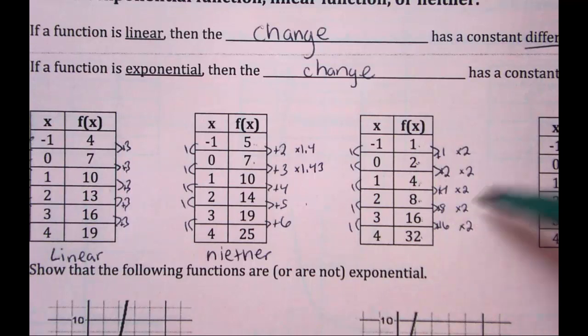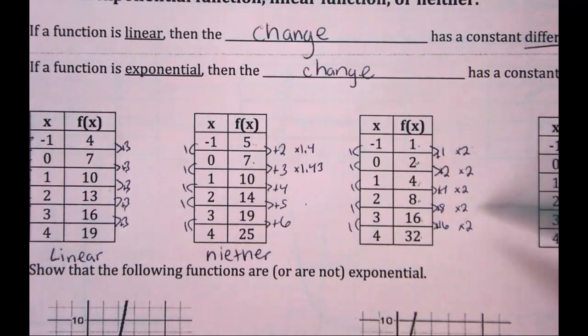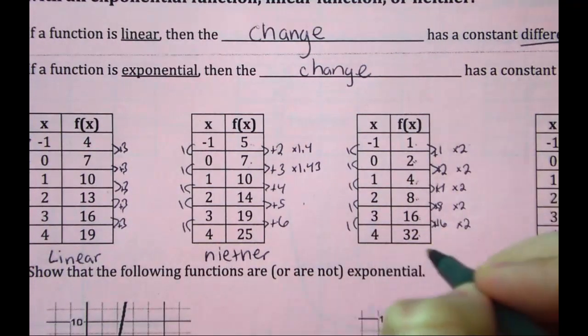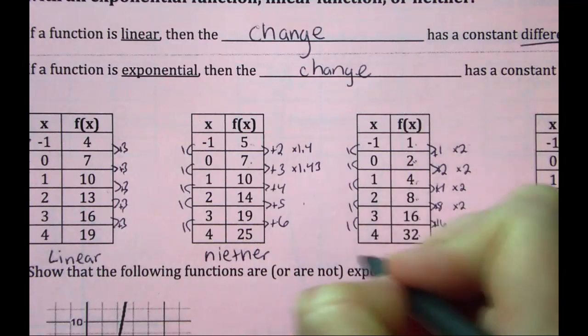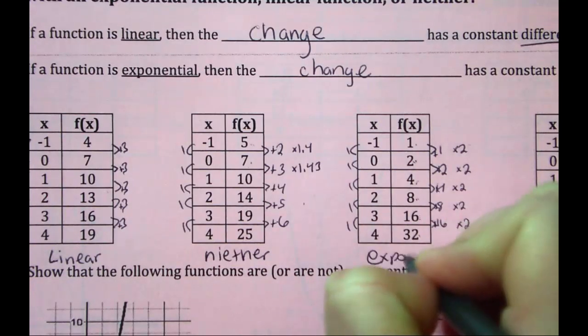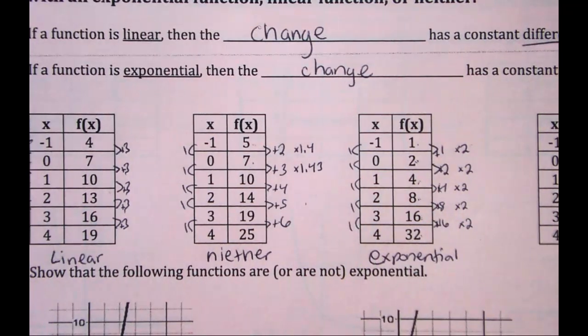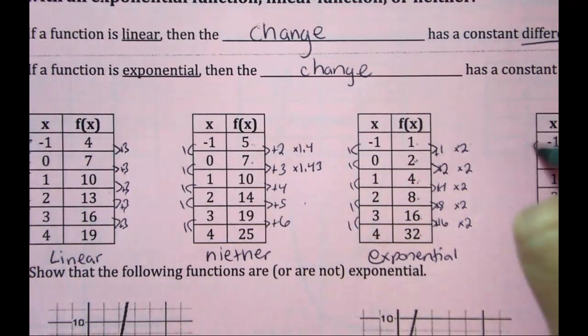Sorry, but it is exponential because it does have a constant multiplier. So we are going to say that this function is exponential. Now let's look here. Here it has a constant change of 1.